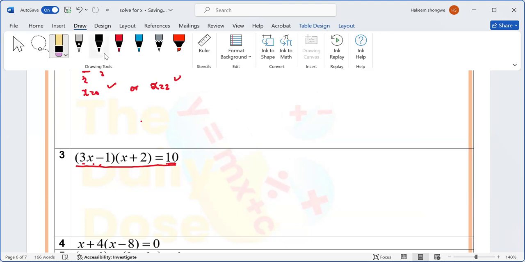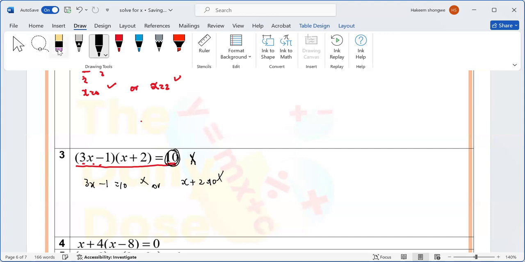I said 3x minus 1 is equal to 10 or x plus 2 is equal to 10. And then I say it doesn't apply. You cannot do that. It can only work if one side is equal to 0. Whenever you say something like this, that one is mathematically wrong: 3x minus 1 is equal to 10, or x plus 2 is equal to 10. This is wrong. You can only do it once you have 0 here.